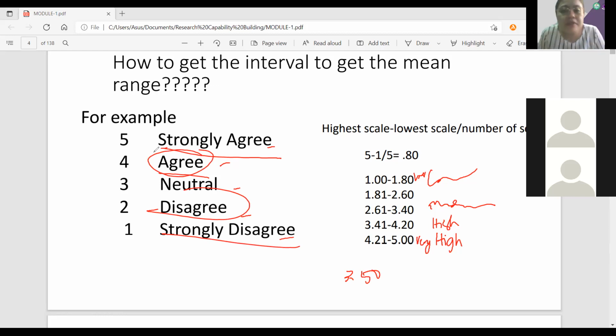So look at your papers if you have this one. If you have this one already, I believe you do have. But where do the intervals come from? That is our formula. Highest scale minus the lowest scale divided by the number of scale. Okay? You have questions?